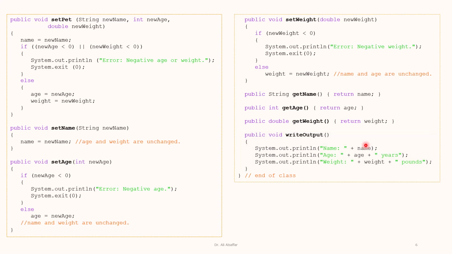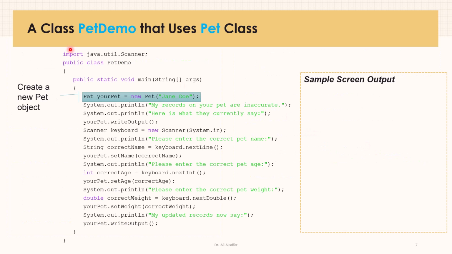To test this class, we need to create a demo class application that has the main method and create objects from this class. This is now our main program, which is a separate class. We call it PetDemo, and it will use the Pet class. So let us follow the steps in here one by one, and also we will follow what the output is.